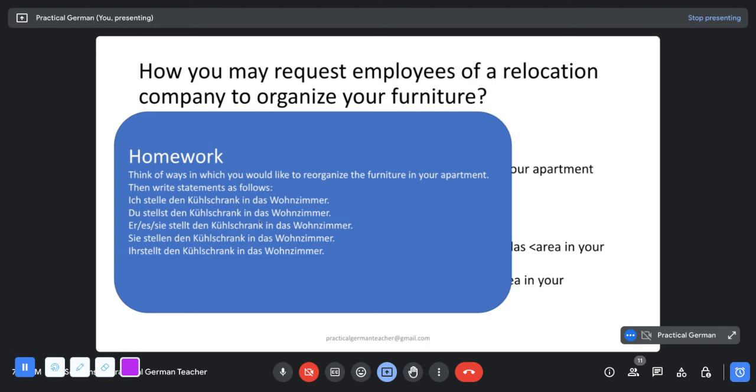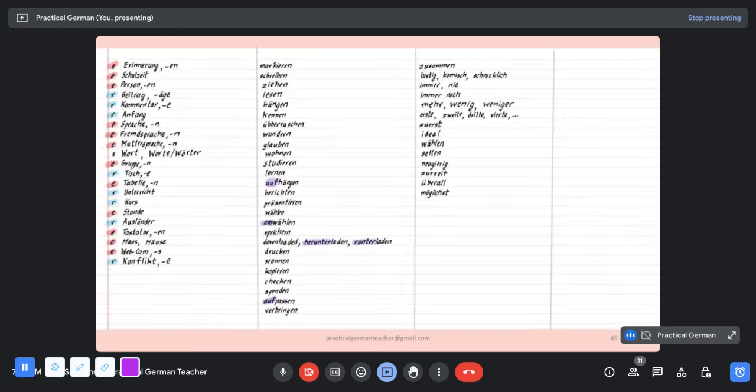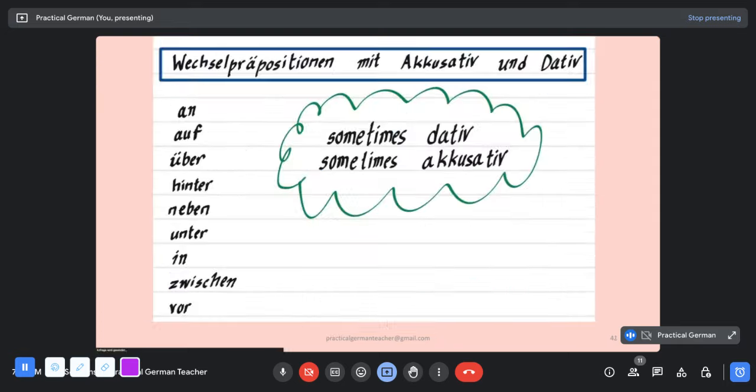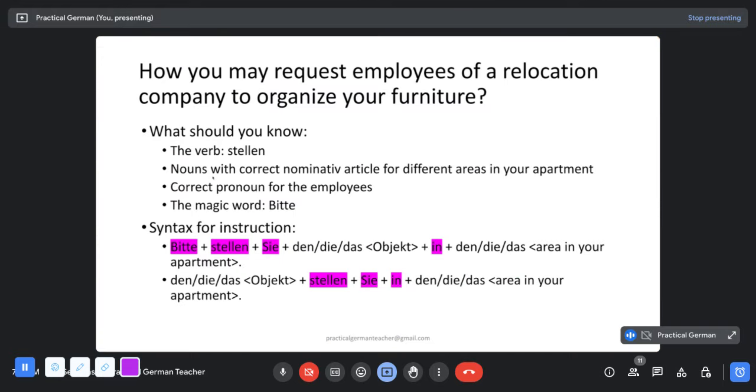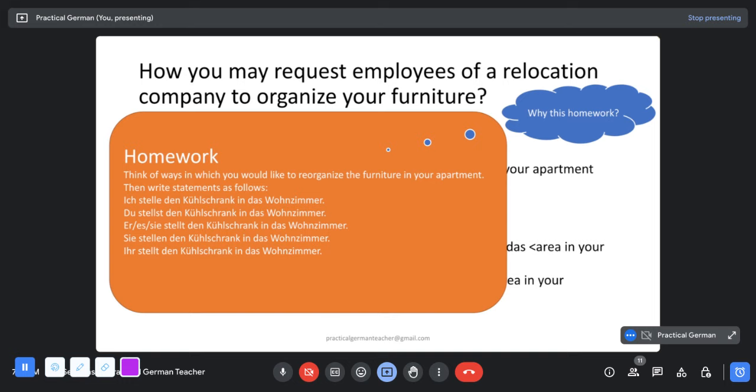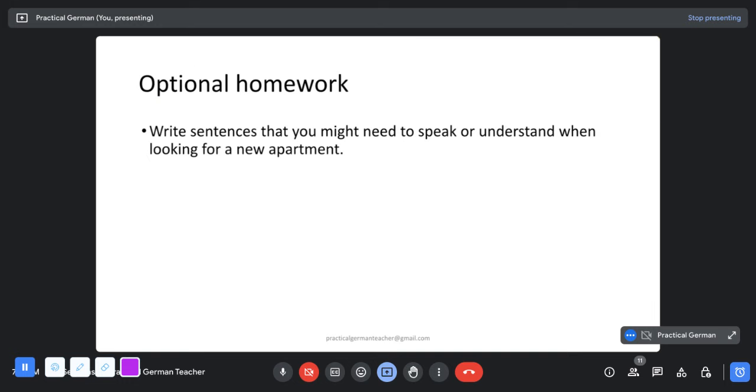Okay. Any questions about this, guys? Why I said dative and accusative? If you have questions, please ask. Otherwise, as we move on to A2 and B1, you will need this a lot. So this is the list of Wechsel prepositions, and learn them and try to use them. Okay, moving forward.